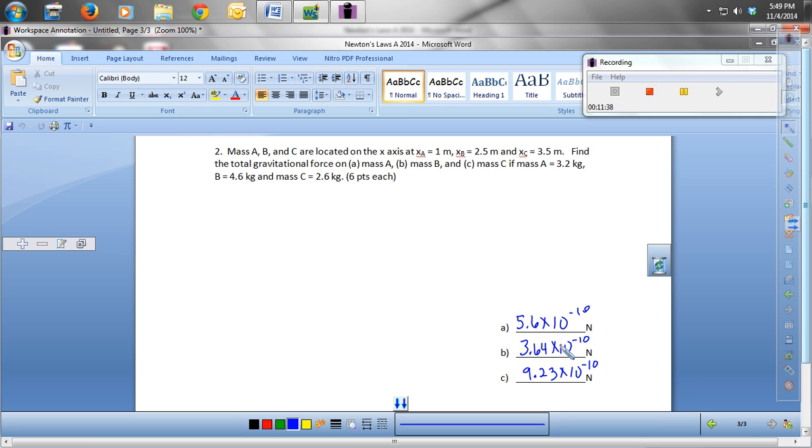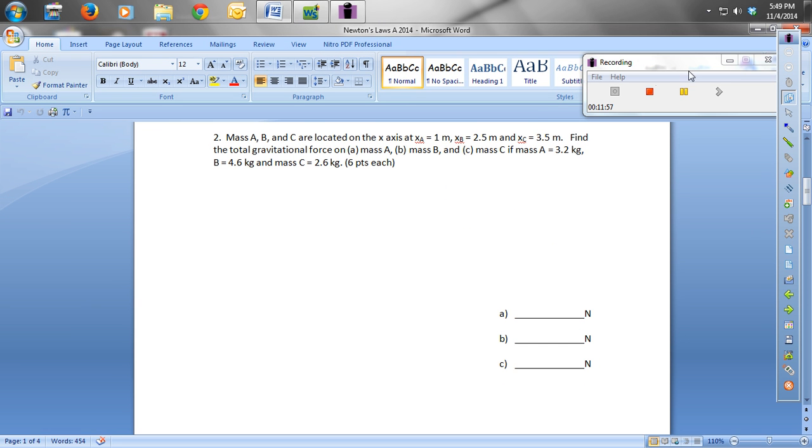Don't forget for this one that you really are subtracting them because A is pulling B that way and C is pulling B that way. So A on B, and then this one is C on B. So one's positive and one's negative because one's to the right and one's to the left. So I'm going to get rid of that and move on to number 3. Actually, I'm going to save this one, and then we're going to do 3 and 4.